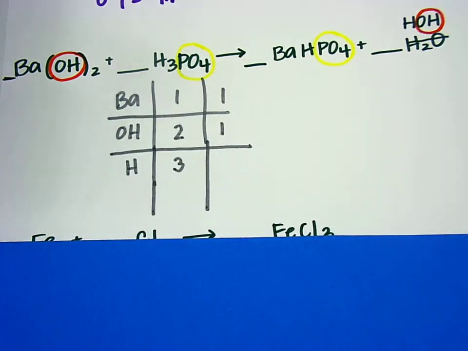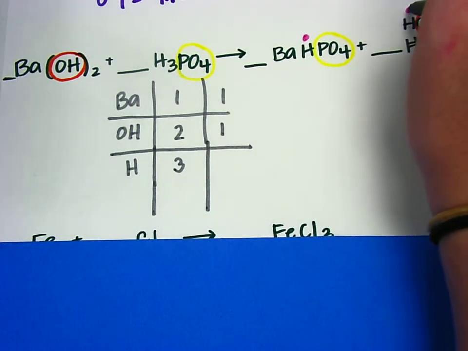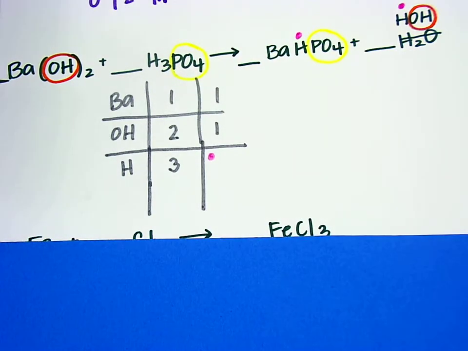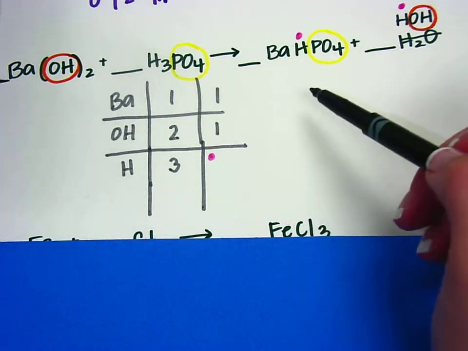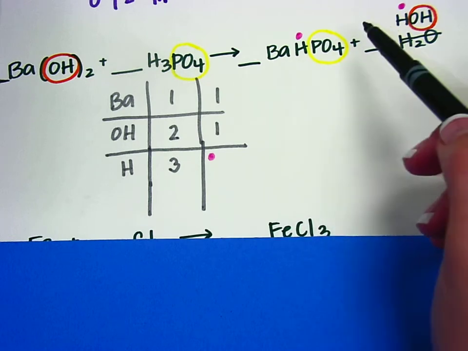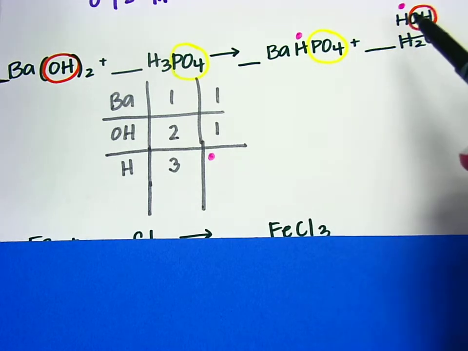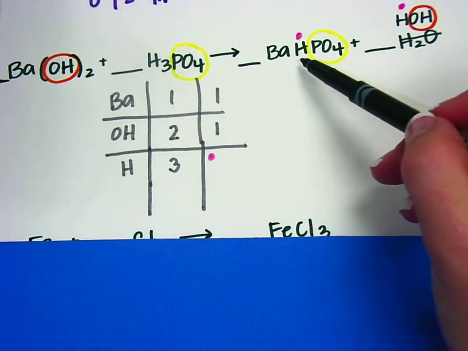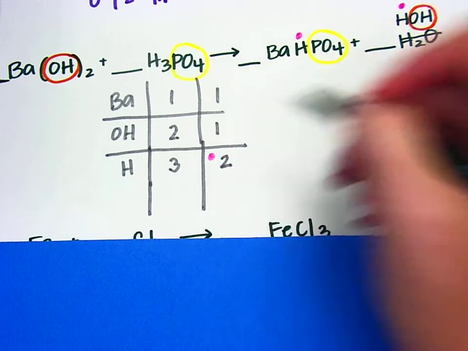Which brings up our hint number 3, which said if an element appears more than once per side, balance it last. So I like to put dots above those elements to remind myself that they are split. And then every time I change a coefficient in front of one of them, I'll have to add them together to get the number. So right here you multiply, right here you multiply. If you go across the plus sign, you're going to be adding. So I have 1 hydrogen on the left and 1 on the right. Right now I have 2.